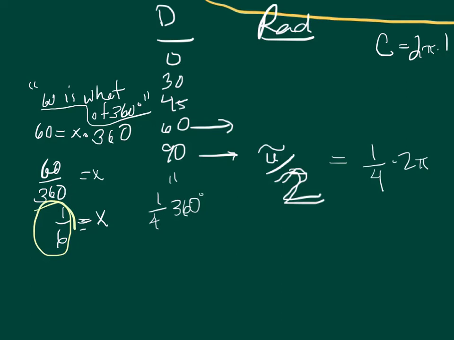So now we care about 1/6 of 2 pi, which means multiply. 1/6 times 2 pi, which reducing powers tells us is 2 pi over 6. Pi over 3. The reducing, yes, there we go.